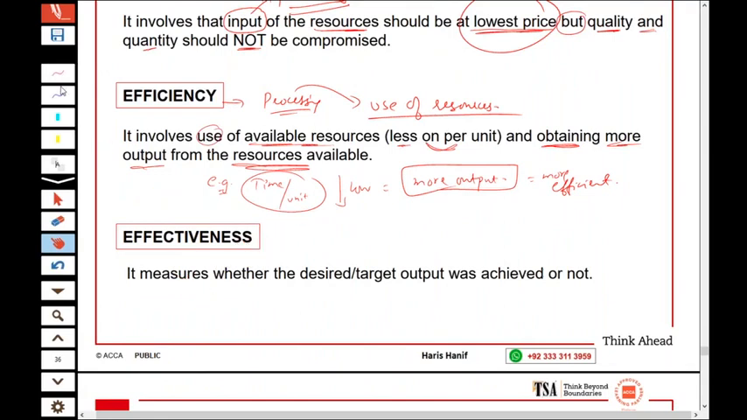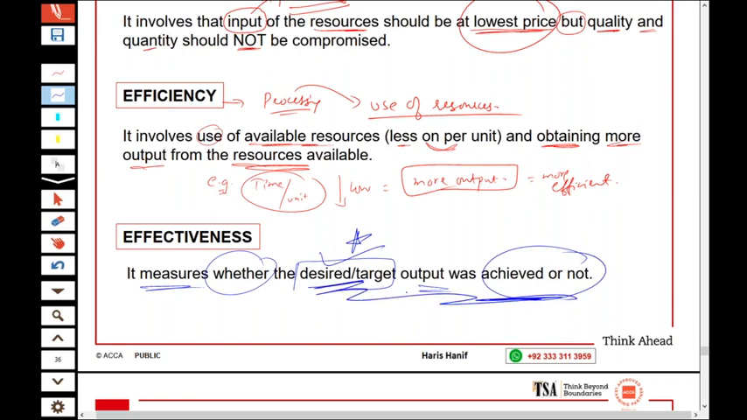Effectiveness means what? It measures whether your target output was achieved or not. Your target output, your desired output, was achieved or not. For example, the hospital. Why has the hospital been opened? The main purpose of the hospital is to recover the patients. And what is the recovery rate? That is your target output, and you are analyzing whether your target output is achieved or not. Okay.